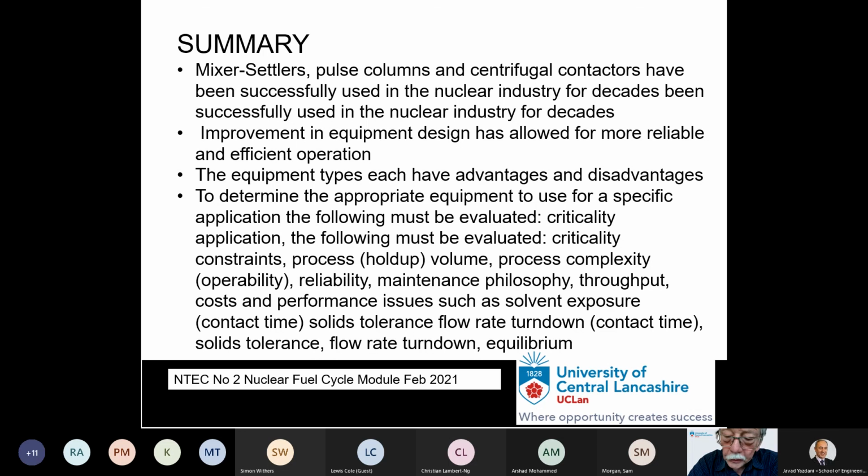A slightly different story today. We probably would look at, not mixer settlers, beg your pardon, centrifugal contactors. We probably would look at centrifugal contactors with a much clearer pair of spectacles.